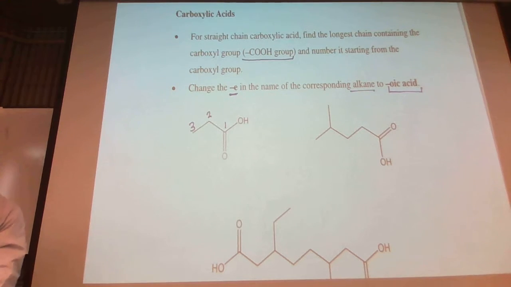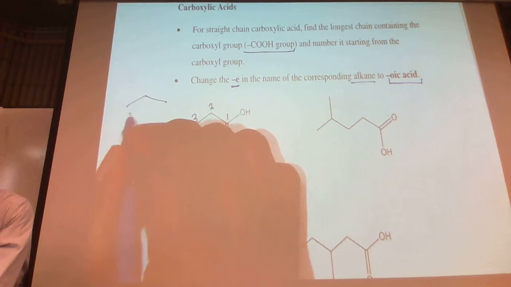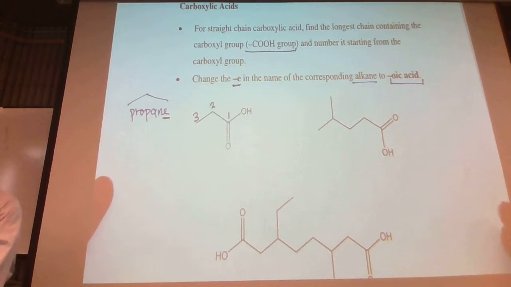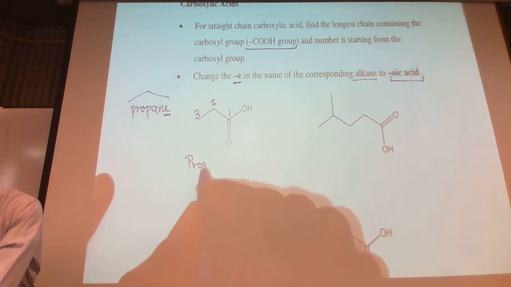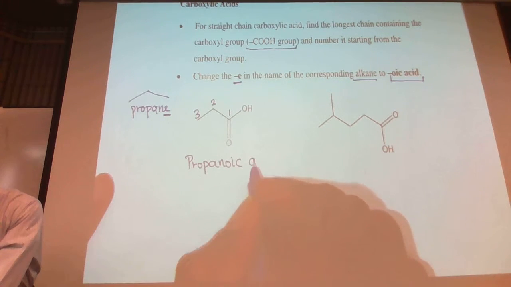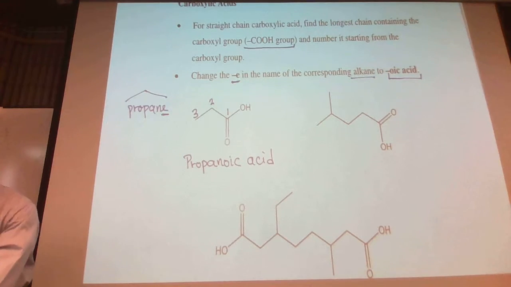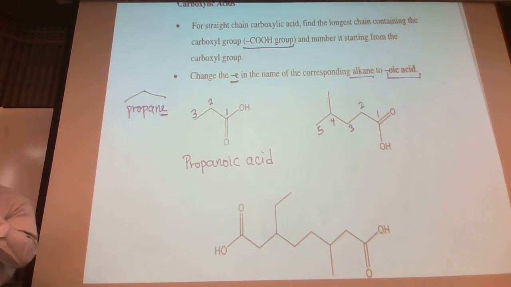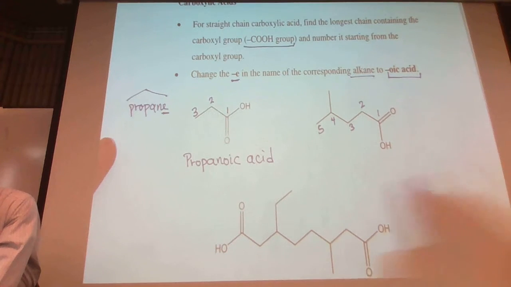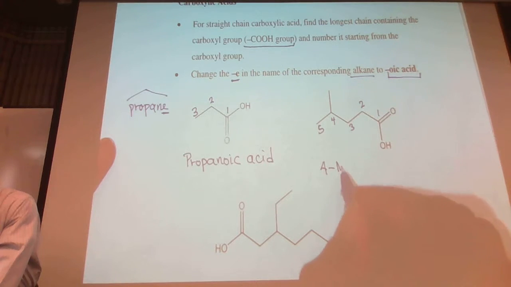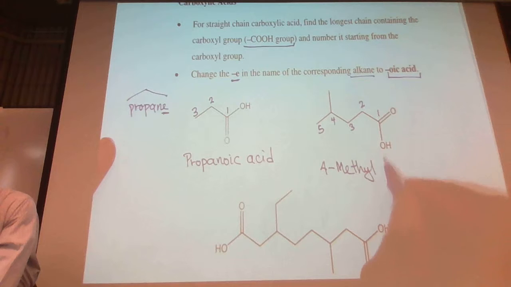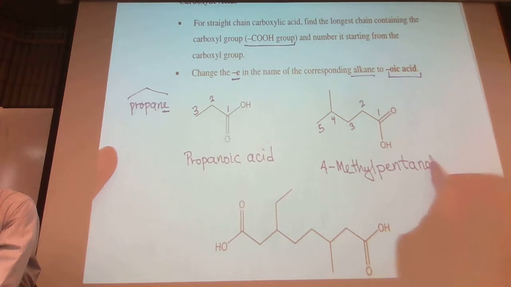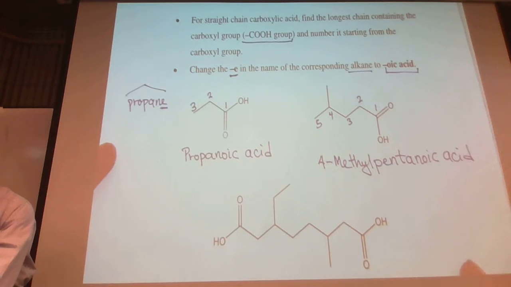Right, so if you look at the first example we have here, it has 3 carbons. The corresponding alkane to that is propane. So the rule says we should change the E that ends it to oic acid. So it's going to be propanoic acid. The second example here, of course, we start with the carboxylic acid as carbon number 1. So in this case, we have a methyl group at position number 4. So it's going to be 4-methyl, 5 is pentane, so it's pentanoic acid. Okay.